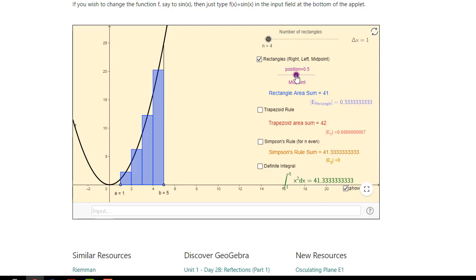Now, if we look at errors, notice the error for the midpoint is 0.3333. The error for the left endpoint is 11.3. That's a lot of error.